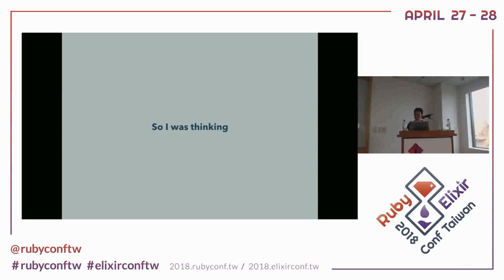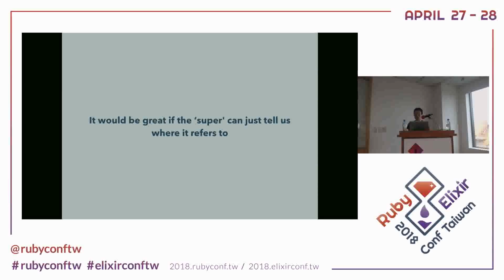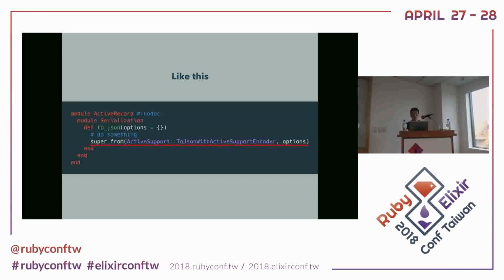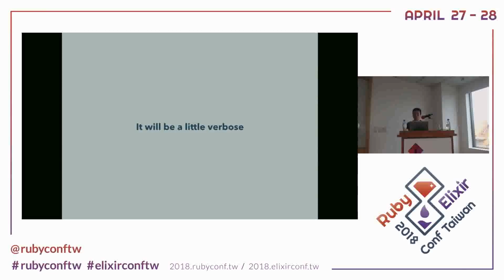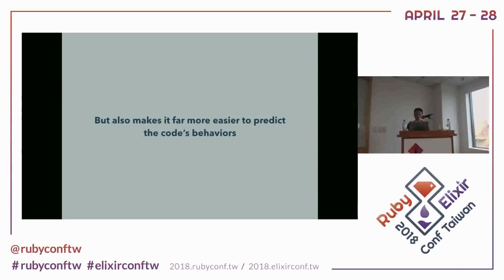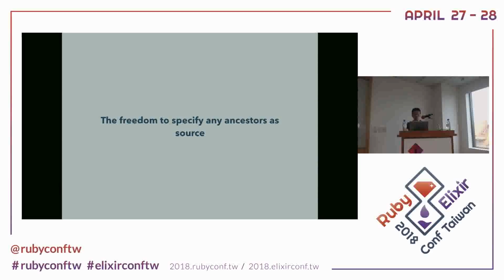So I was thinking it would be great if the super can just tell us where it refers to, like this. And of course, it will be a little more verbose, but it will also make it far easier to predict the code's behavior. The second benefit of superfront will be the freedom to specify any ancestor as source.